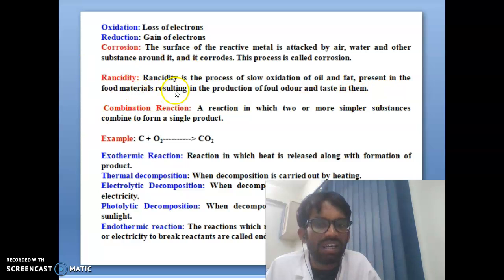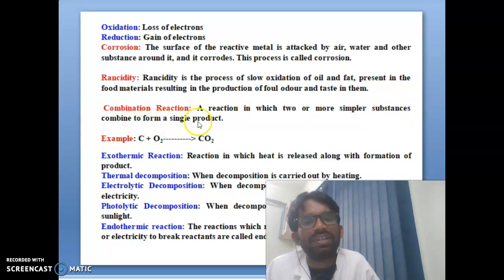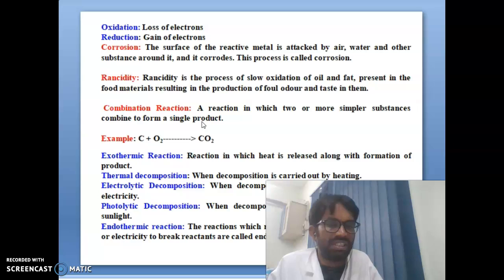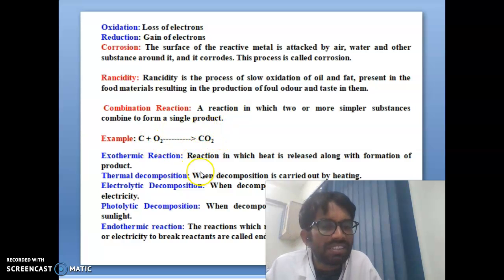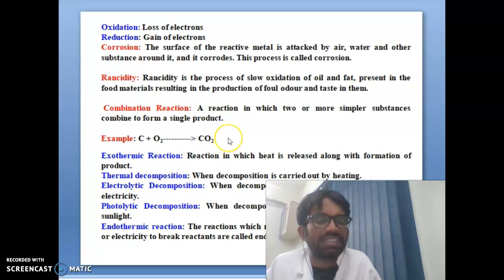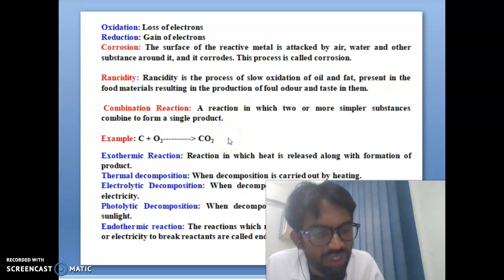That is rancidity. Next one, see what are combination reactions. The reaction in which two or more simple substances combine to form a single product is called a chemical combination reaction. For example, you can see here carbon reacts with oxygen O2 and combines to form a single product called carbon dioxide. That is the best example for the combination reaction.